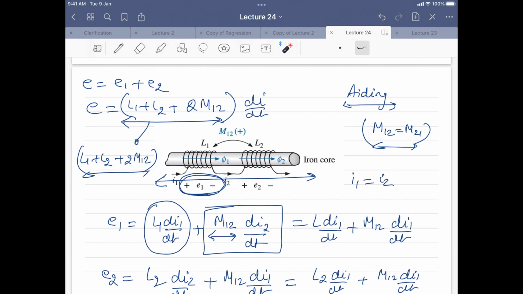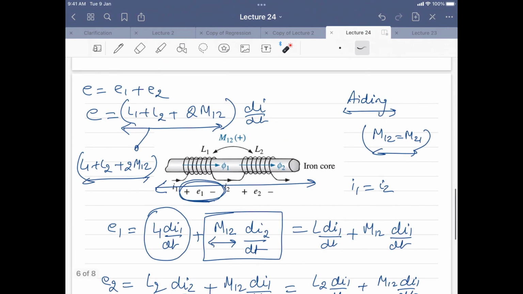Sir, when should we include this mutual inductance and when not? Mutual inductances are included when these two inductors are close to each other. If the inductors are close to each other, then mutual inductance will definitely be there. In case the inductors are too far from each other, then there is no point in including it. Definitely there will be some mutual inductance then also, but the value will be very small. So if the two inductors come close to each other, then the effect of mutual inductance will come.